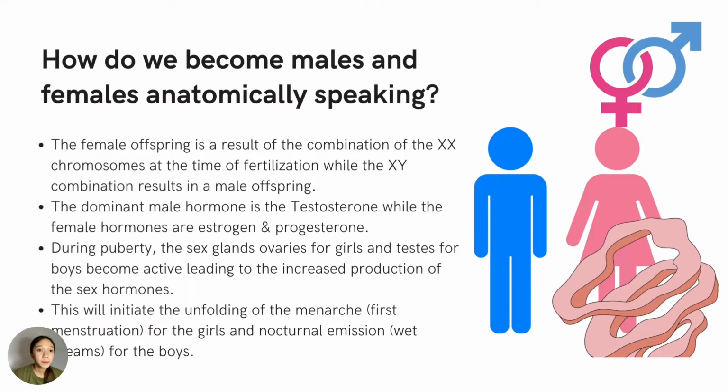Next, the female offspring is a result of the combination of XX chromosomes at the time of fertilization, while the XY combination results in a male offspring. So, pag kinombine daw yung XX chromosome, yun daw is for the female, while yung XY chromosome combination is for the male. So, the dominant male hormone is the testosterone.